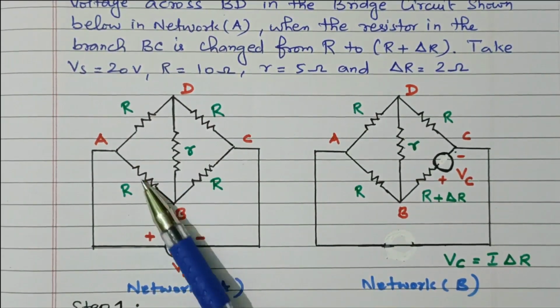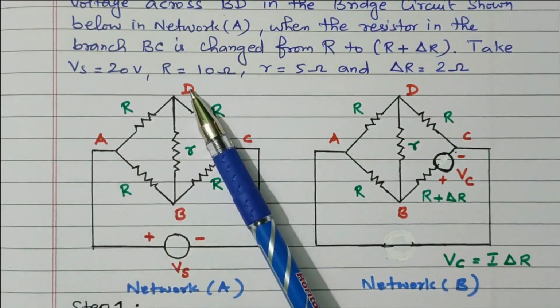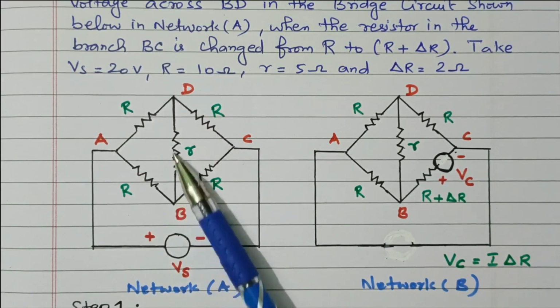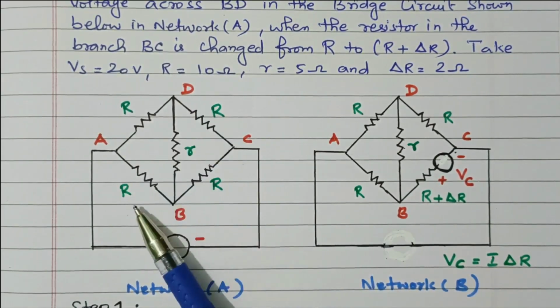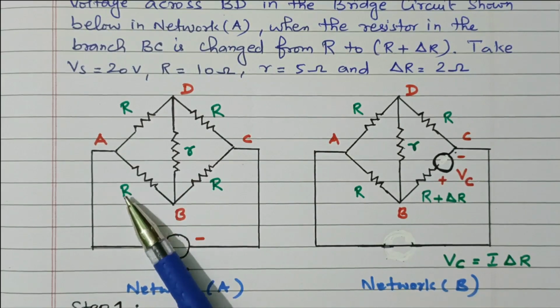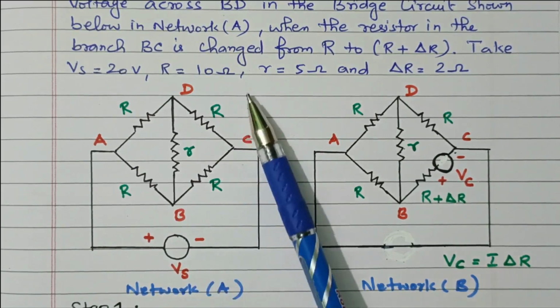So we have a balanced bridge with terminals A, B, C, D. Between B and D, the resistor r is connected. On the other sides, there are also resistors of equal value R. This is the voltage source Vs, and this is named network A.